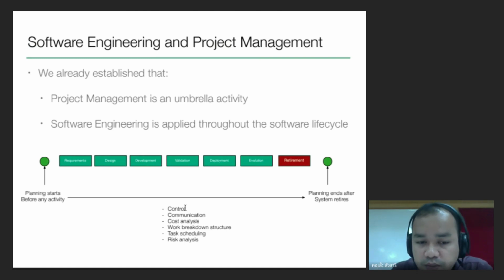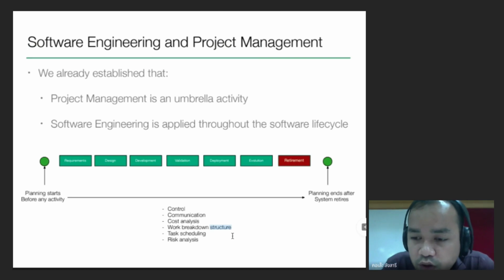The main task of project management is to control the project, communication in the project, cost analysis, work breakdown structure, task scheduling and risk analysis. Cost analysis, for example, is how much it will cost for this project. Work breakdown structure is how many people are required to work on this project. For example, if someone cannot continue to work on that project, how can I find another person to join the project?